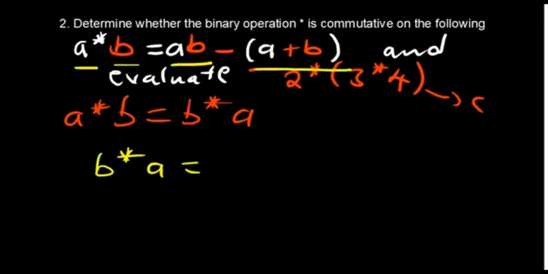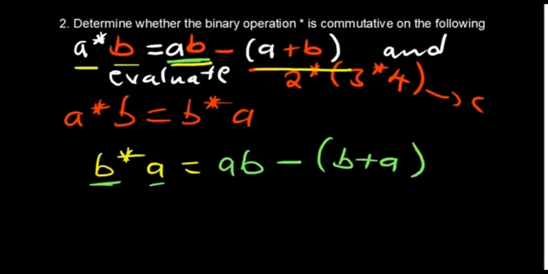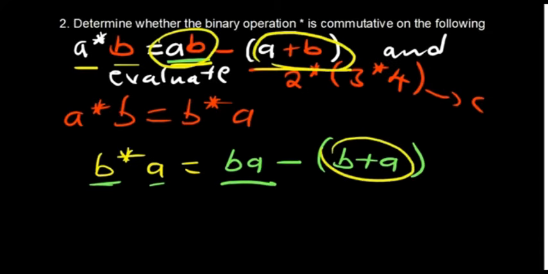So B star A is going to come out the same way. The first part is A times B. This time around it's going to be B times A, but it's the same. So I'll just say AB minus. In the brackets we have A plus B, so here it is B plus A. B plus A is the same as A plus B. Okay. This part I can even show the way it is. BA is equivalent to AB. Then A plus B is also equivalent to B plus A. So these are the same. Okay. So you can therefore say the binary operation is commutative in this case.